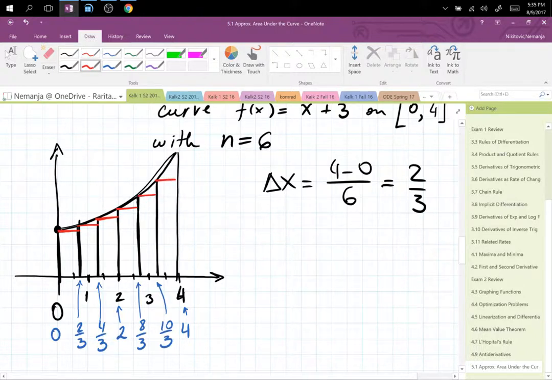And we see that the area that we are going to compute is actually going to be smaller than the actual area. But such is life, right? We are approximating.